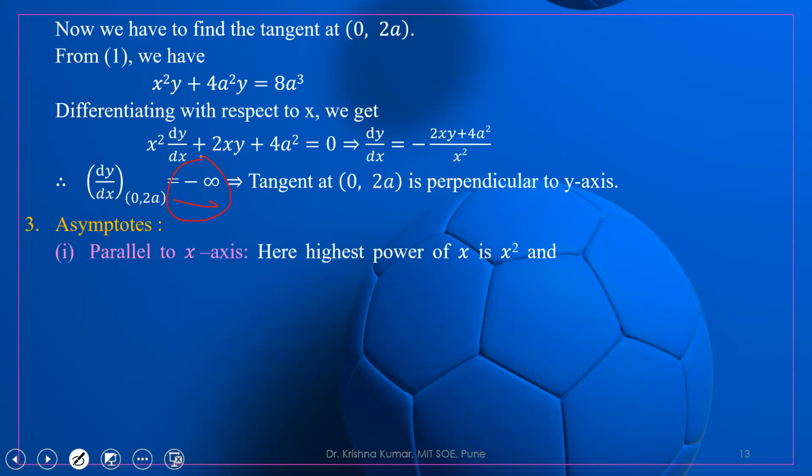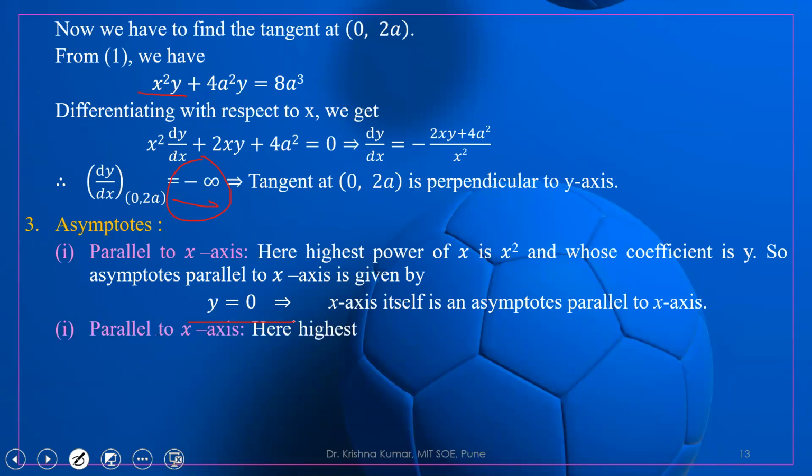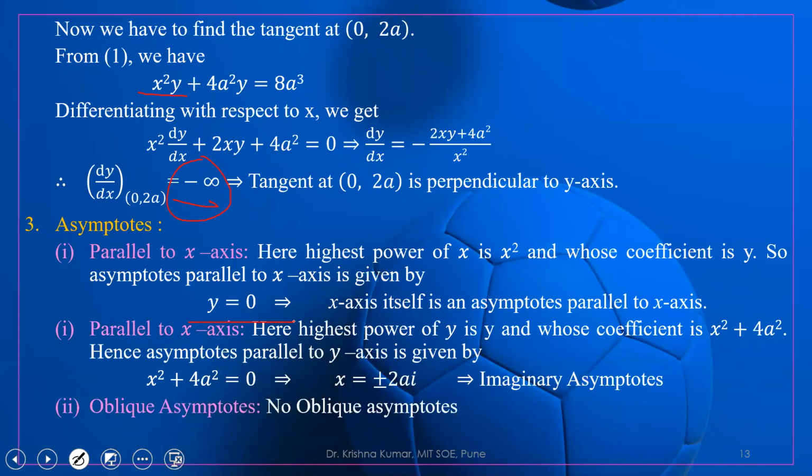Asymptotes parallel to x-axis: y is equal to 0, that is, the x-axis itself is an asymptote parallel to the x-axis, because the highest power of x is x square. Just look here, x square, its coefficient is y, so y equal to 0 is the asymptote parallel to the x-axis. Parallel to the y-axis, the highest power of y is y, whose coefficient is x square plus 4a square, which gives imaginary asymptotes. So imaginary asymptotes cannot be accepted, and there is no oblique asymptote.